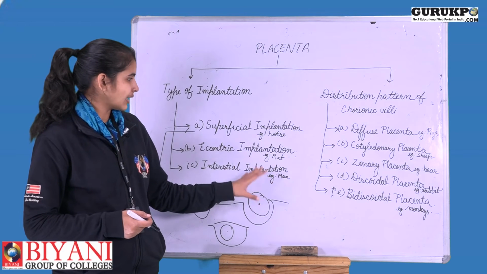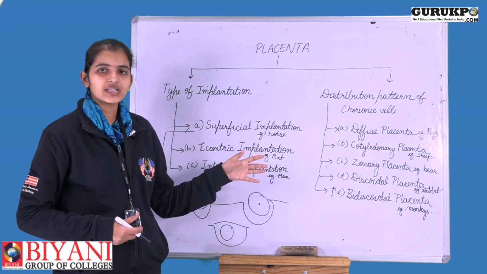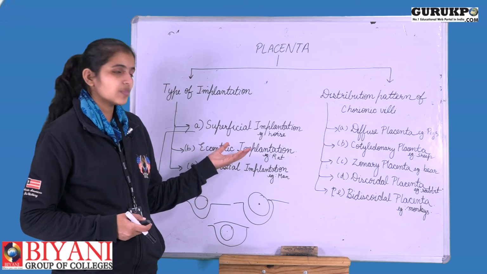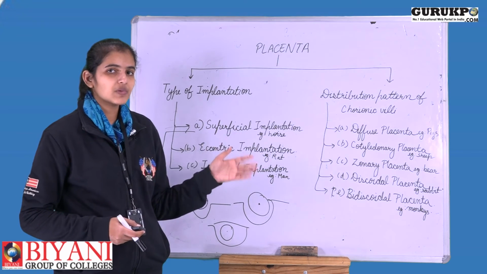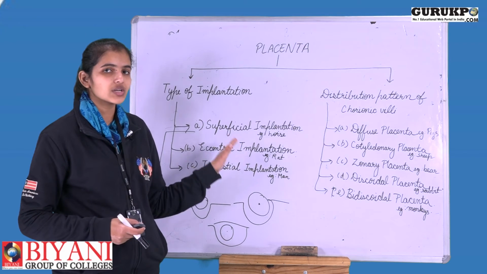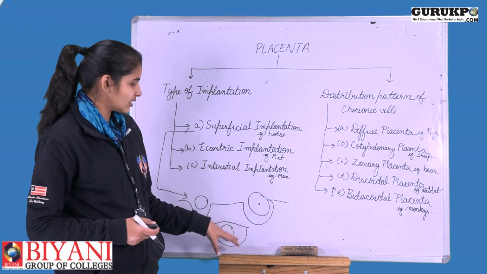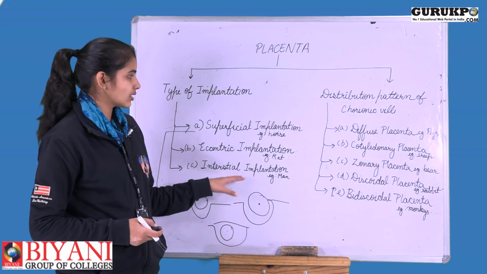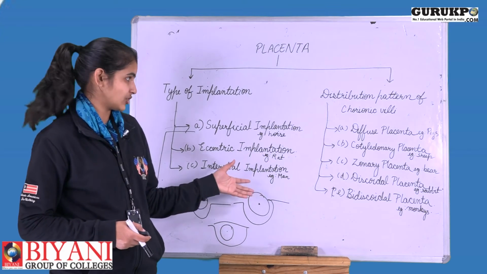Here we can see that all these types of implantation also result in formation of fetus, but the type of placenta formed will be affected by what type of implantation the zygote is getting, because the degree of intimacy is changed according to the type of implantation.